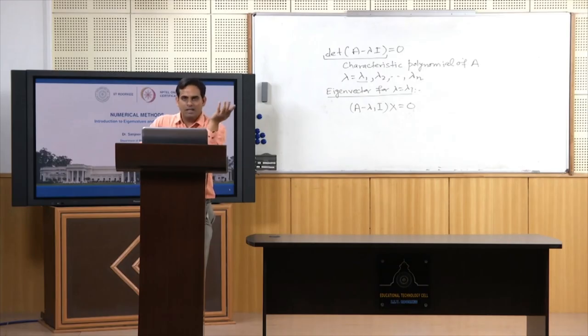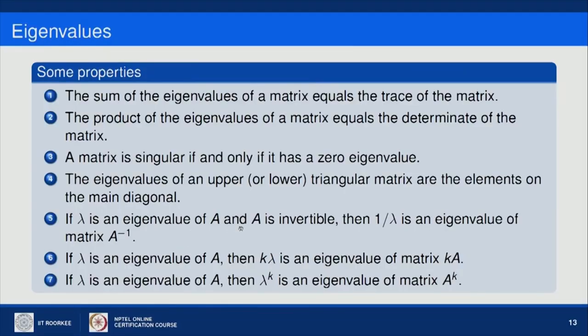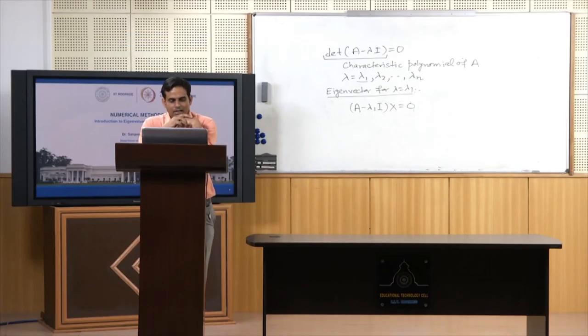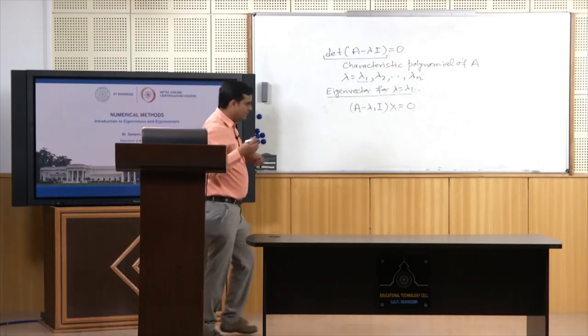Similarly, the eigenvalues of a diagonal matrix are the elements of the diagonal. If lambda is an eigenvalue of A and A is an invertible matrix, then the eigenvalue of A inverse will be 1 upon lambda, and both will have the same corresponding eigenvectors. If lambda is an eigenvalue of A, then K lambda is an eigenvalue of matrix K A, and the proof is given very easily.